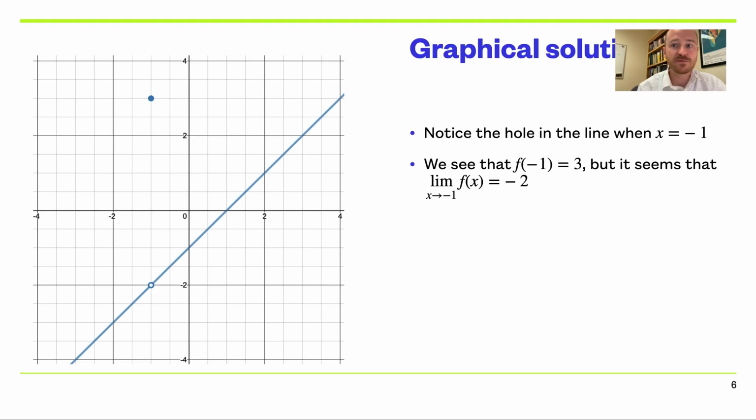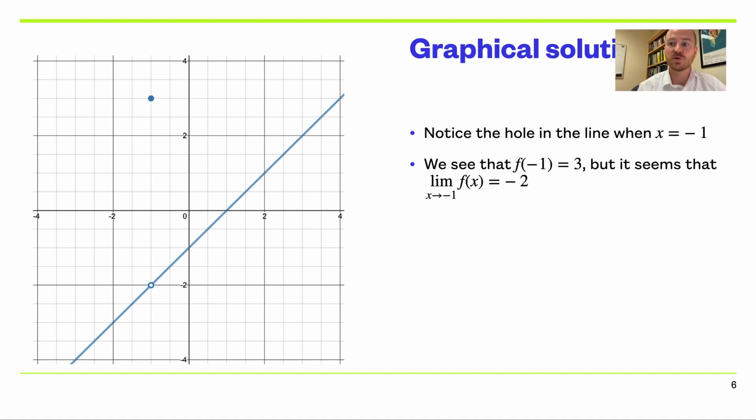As noticed before, f of -1 is 3, but if you're looking at what y value the line is approaching as x approaches -1, it really looks like the line is getting closer and closer to a y value of -2. And so we would say that the limit as x approaches -1 of f of x is -2. And we'll see again that the other methods for finding the limit agree with this.